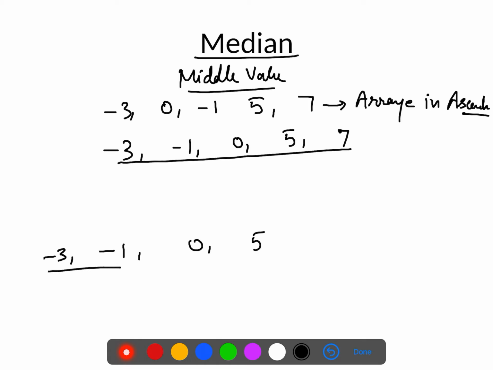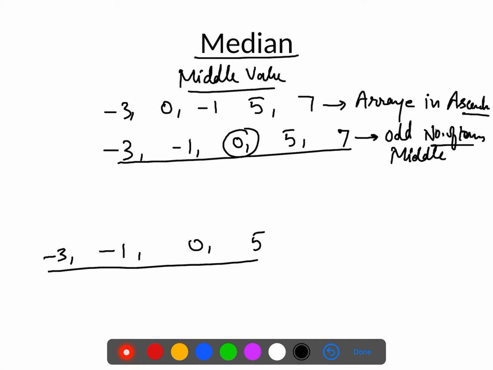5 terms here, 4 terms here. So if the number of terms is an odd number of terms, then just pick the middle term, that's it, after arranging, which is 0. That becomes your median. It's as simple as that.